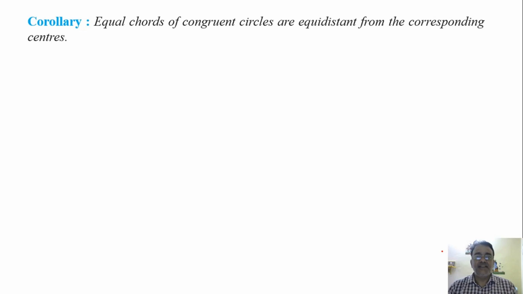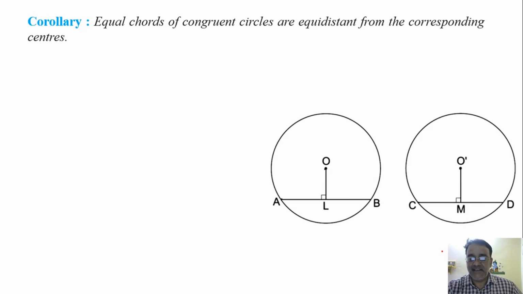Now next, equal chords of congruent circles are equidistant from the corresponding center. उसका extended part है ये, corollary part. The same theorem is applicable for congruent circles also. See that the congruent circles with center O and O dash, right? And AB is equal to CD. So now what we have to show is that OL is equal to O dash M.